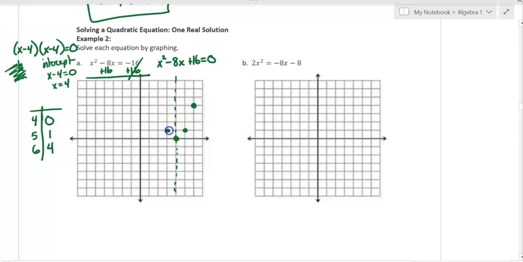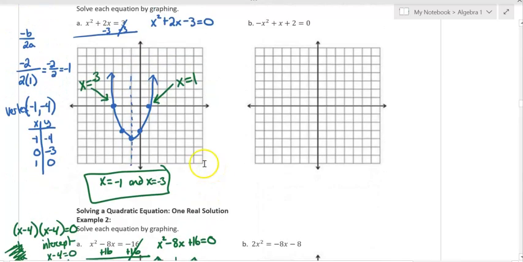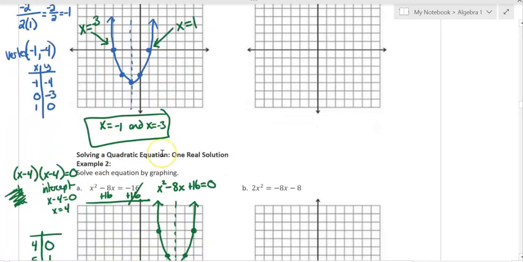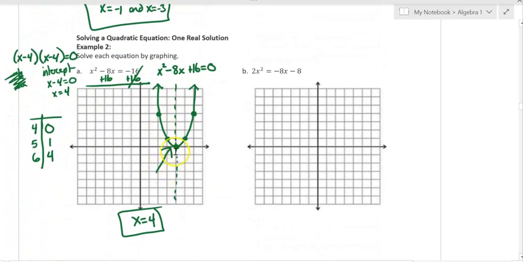And so that does confirm what I was thinking. Since there was only one x-intercept, that tells me, oh, hey, that also happens to be the vertex. So this graph only has one solution, and its solution is at 4. The previous graph had two solutions because it had two x-intercepts. This graph only has one solution because it has one x-intercept. So either way can happen.